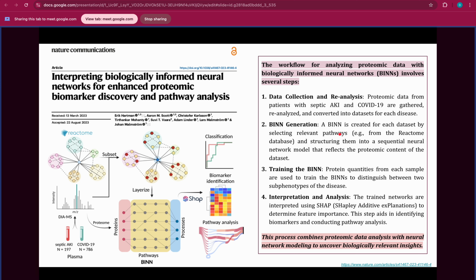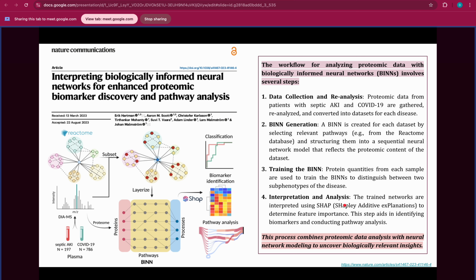So there could be different features which are associated with these diseases. In this case they have taken the pathways, that is, which pathways are influenced in AKI versus COVID-19, so that they can distinguish between both these diseases. Similarly, they have looked into the pathways and structured them into sequential neural network models that reflect the proteomic content of the dataset. Now they have trained this neural network, where the protein quantities from each sample are used to train the bin to distinguish between two subphenotypes of the disease.